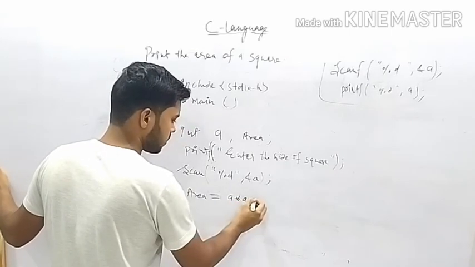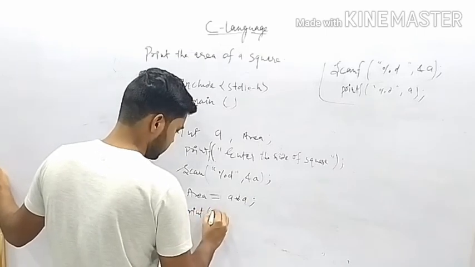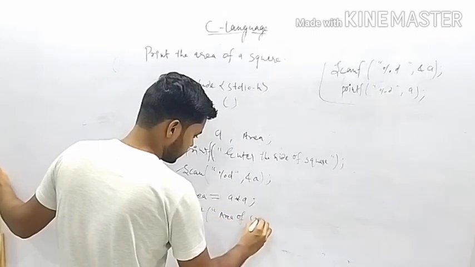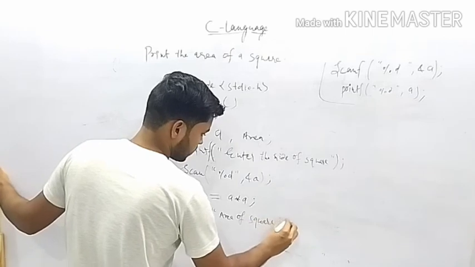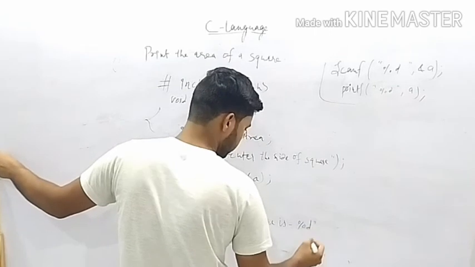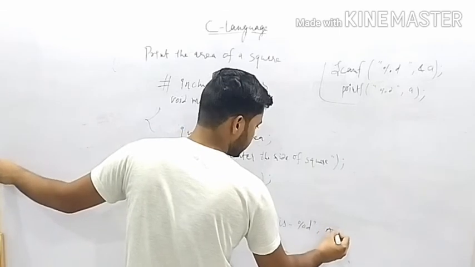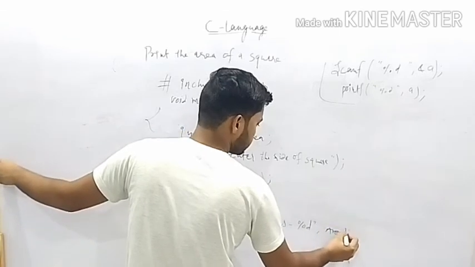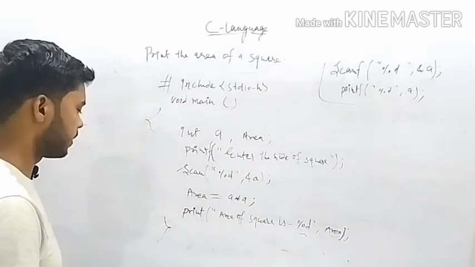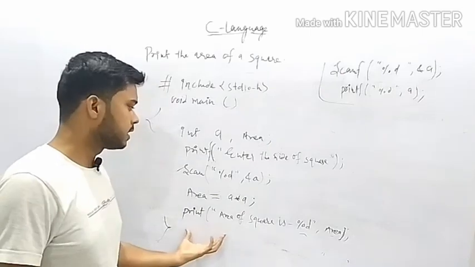Okay, now we will print area of square is %d. %d, because it is also an integer type of data, so we will specify there that %d is our area, so it will print area here. Okay, now we will close our void main function. So this is a program for printing the area of a square.